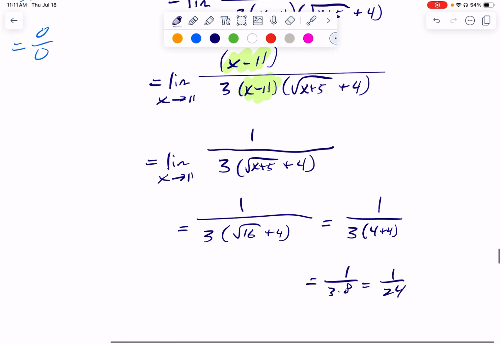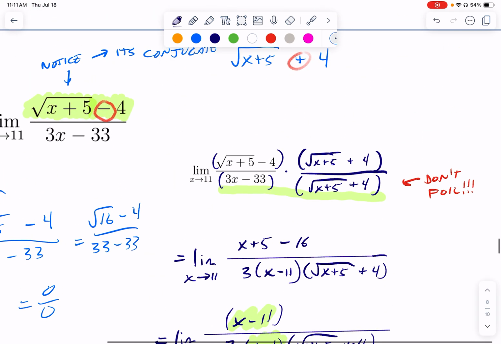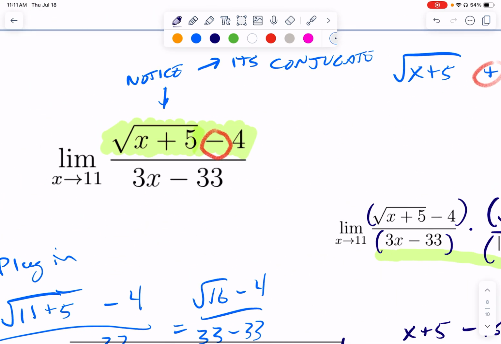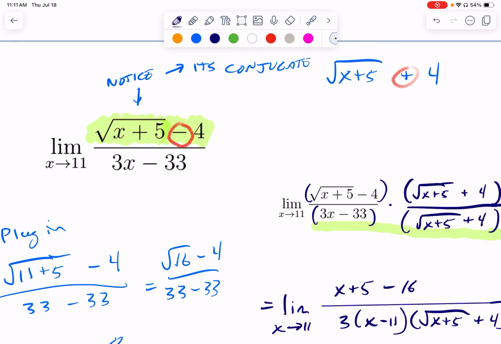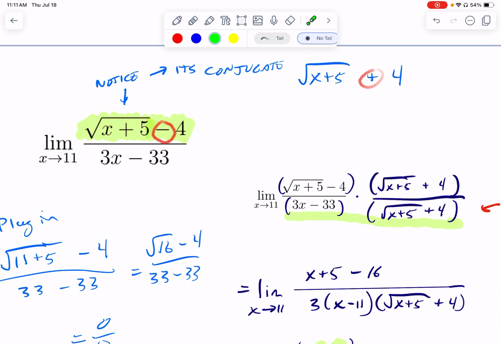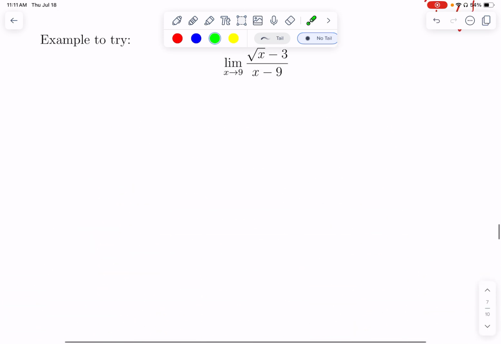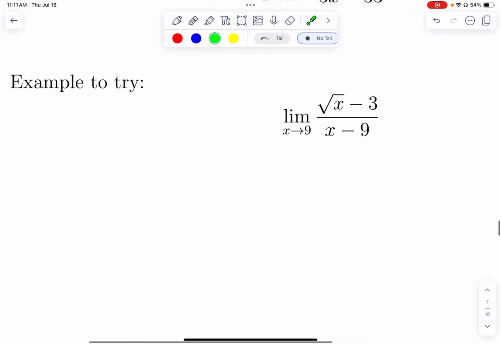Not an easy problem, but you want to get this habit where if you see there's a radical and 0 over 0, you know how to get the ball rolling. You figure out, what should I be paying attention to? What is its conjugate? Multiply top and bottom, and then hopefully the algebra will work out. Right, so with that in mind, try this one. And I promise you it's easier than the example I showed you.